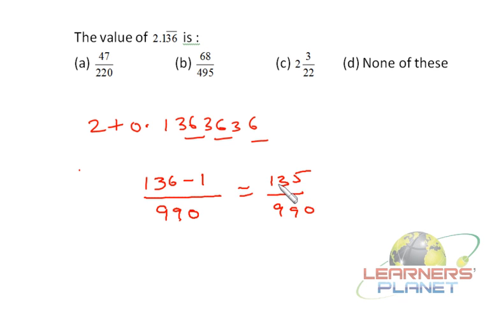So let's simplify this fraction. 135 is a multiple of 9, so it's 15 over 110. Then further we can cancel it by 5, so it's 3 by 22, and we also have the 2. It is 2 3 by 22. That's the correct choice.